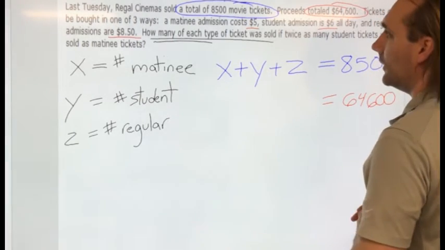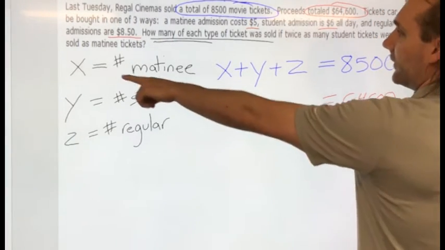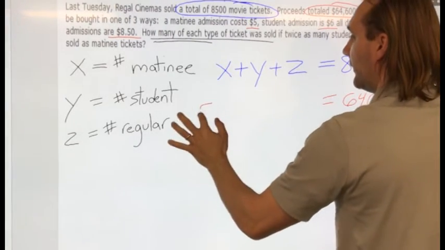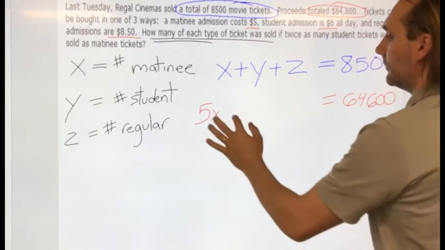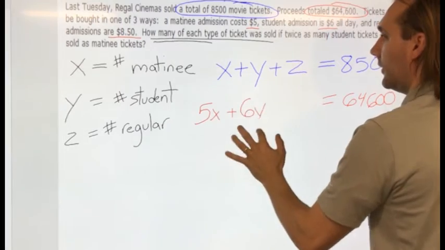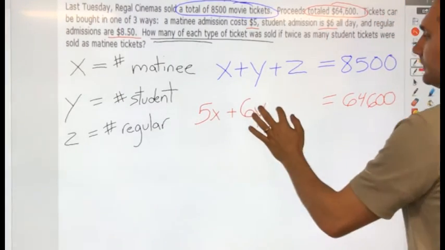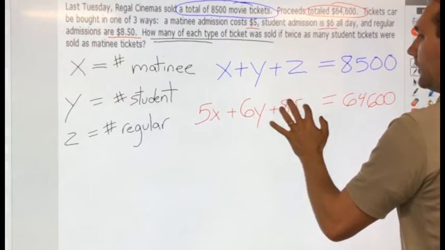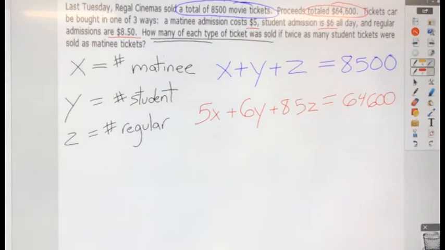Matinee is $5, so 5X plus 6Y, since student is $6, plus 8.5Z, since regular is $8.50. There you go. Very good. So add up all those together, and it gets you 64,600.